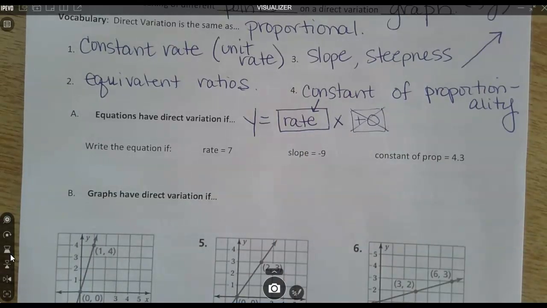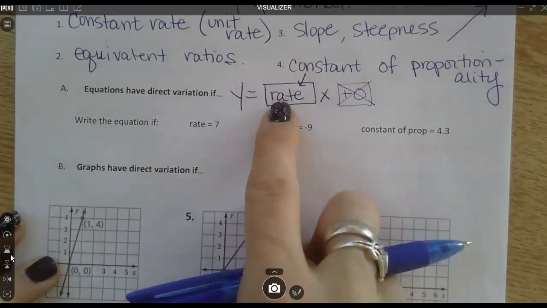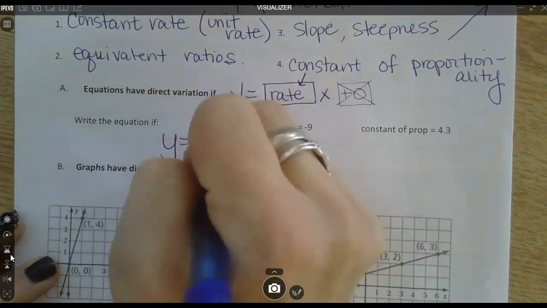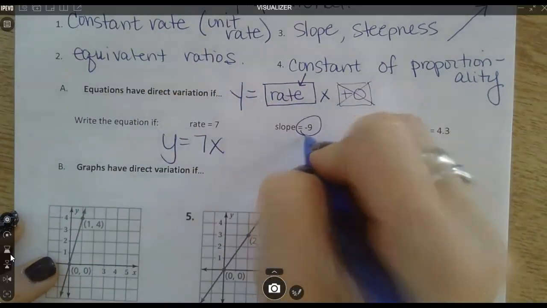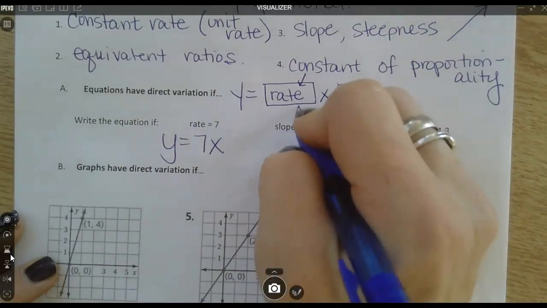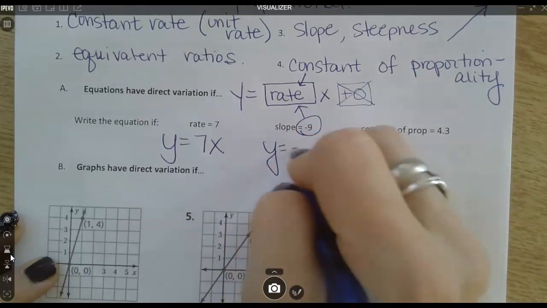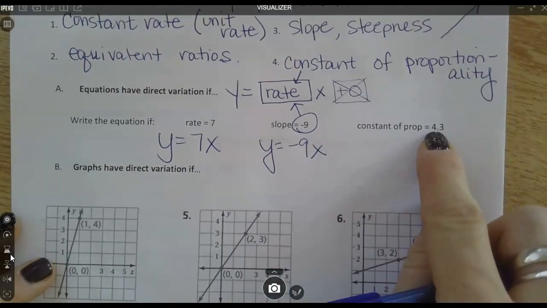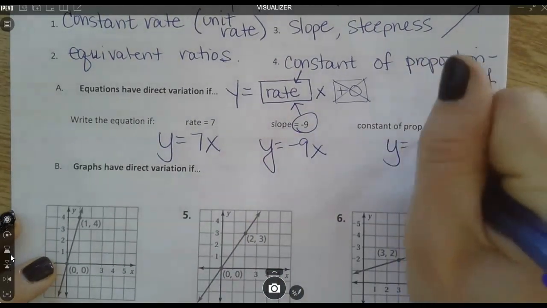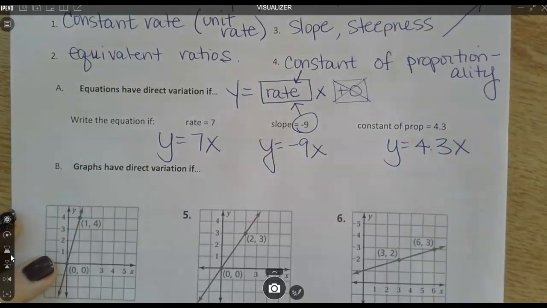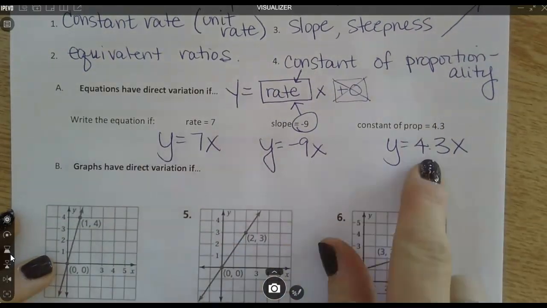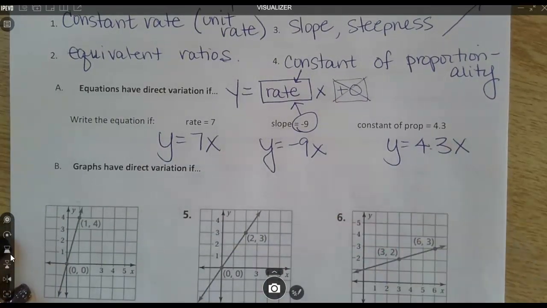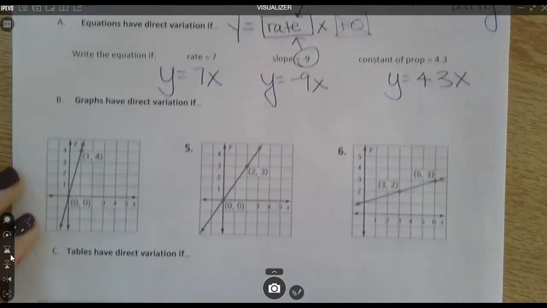So when they ask us to write the equation, we're just going to plug the rate in here. If the rate is 7, y equals 7x. If the slope is -9, well, slope is the same as the rate, y equals -9x. If they tell me the constant of proportionality is 4.3, great, y equals 4.3x. So being able to write the equation for any of these proportional or direct variation relationships is kind of what we're getting at in this section.